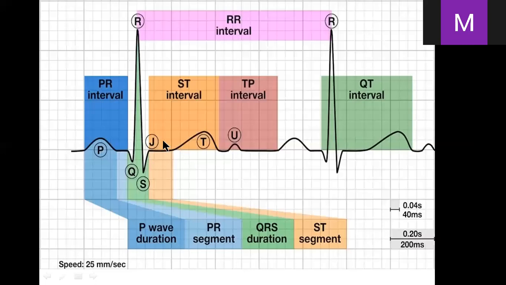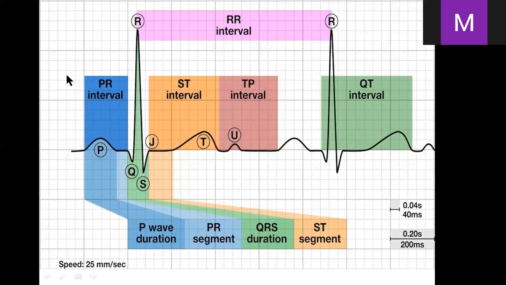So this is the J point, and this is the ST segment, the T wave, the ST interval, and here is the QT interval. And from the P to the start of the Q wave is the PR interval. Actually, it is PQ interval, but traditionally we call it PR. Sometimes the Q wave is not always present, so we call it PR interval.